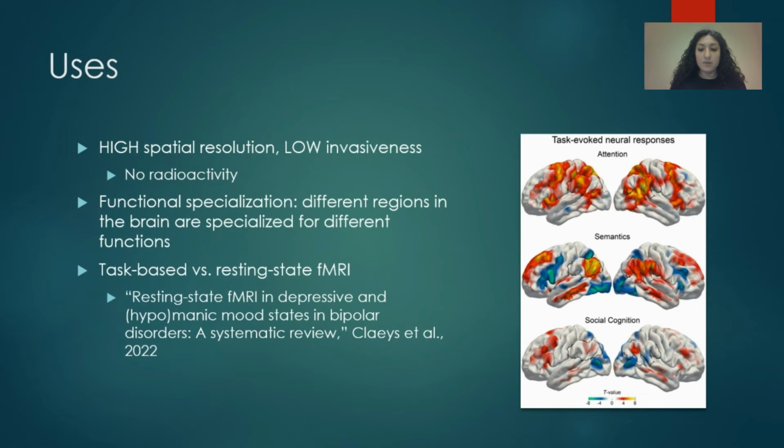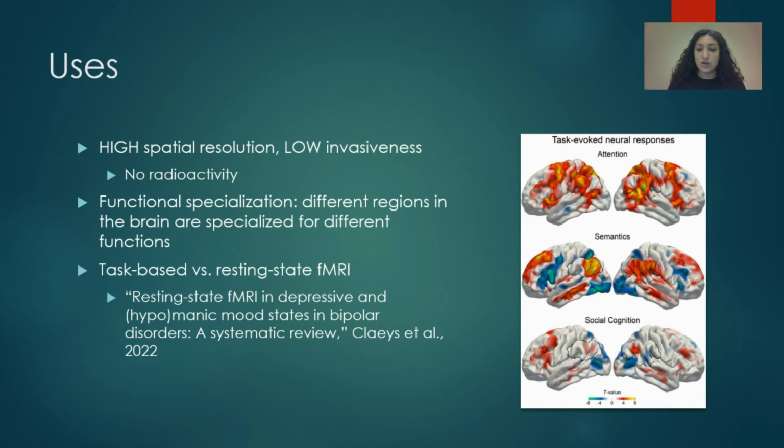fMRI is a very commonly used brain imaging technique in the field of neuroscience, particularly in research because it offers high spatial resolution but is non-invasive. Unlike CT scans and PET scans, it doesn't involve any radioactivity. One of the primary uses of fMRI in research is expanding our understanding of functional specialization, which describes how different regions in the brain are specialized for different functions.